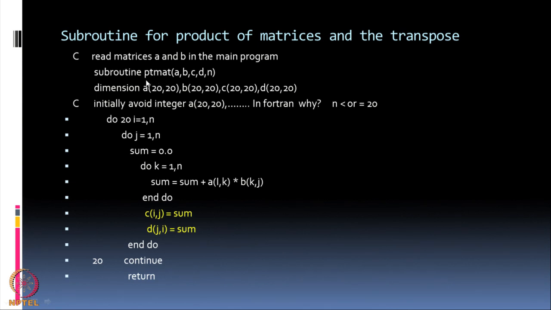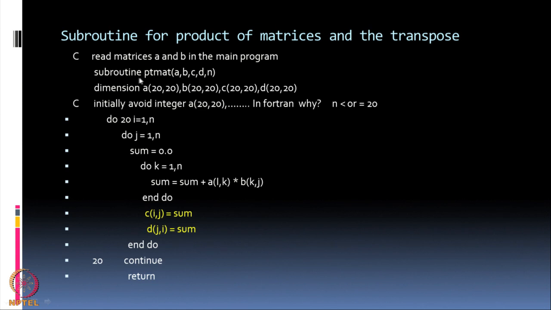One useful suggestion is that you give the names of your subroutines such that they tell you what the function is. So, it is a product and transpose of matrices A, B, C, D. Once this subroutine is called, A, B, C, D are all dimension statements. See here, A(20,20), B(20,20), C(20,20), D(20,20). All these 4 variables A, B, C, D are matrices and N is just some integer.